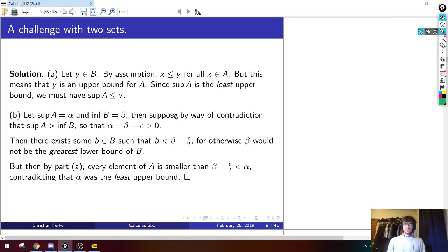Good. Okay, so the solutions match almost verbatim what you said. In the first case, we just had to show that y is bigger than the supremum for all y's, but by assumption y was an upper bound, and the supremum of A is the least upper bound. So the least upper bound must be less than or equal to every other upper bound, and y is such an upper bound. And in the second case, we split them with this alpha beta thing, assuming that there was some space epsilon between them.